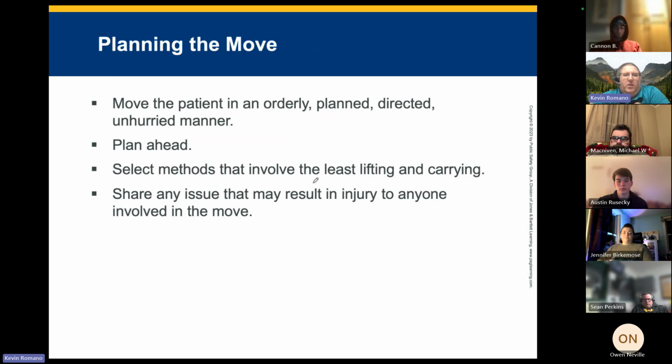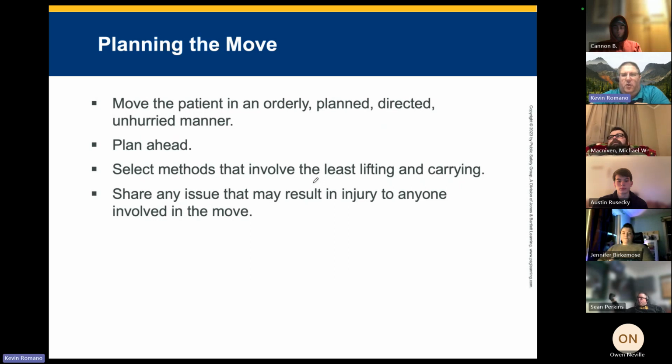Right. So planning to move the patient in an orderly, planned, directed, unhurried manner. Anytime you have a sick patient you need to move inside of a house, whether it be 120 pounds to 450 pounds, it doesn't matter, you're going to have to get out. If you have another provider there that can scout it out to find out the best way out, find it.